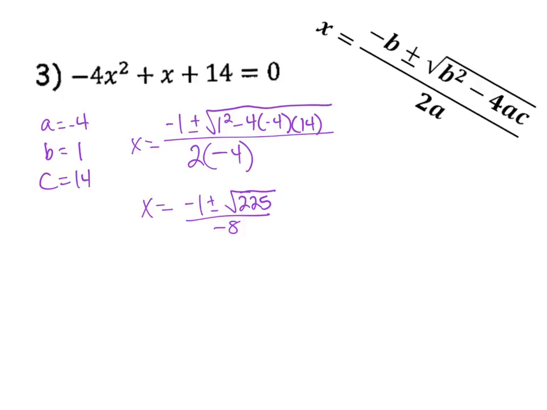Okay, 225 is a perfect square. Plus is 4. So you have to do your plus 15, and then your minus 15. Okay. 14 over negative 8, negative 16 over negative 8.